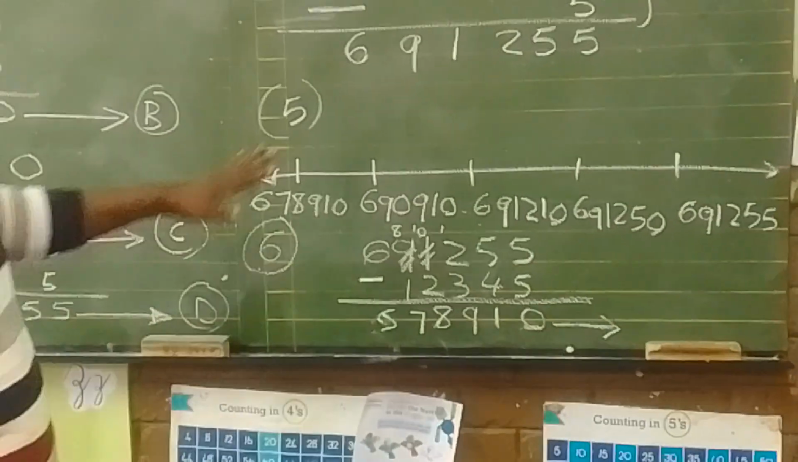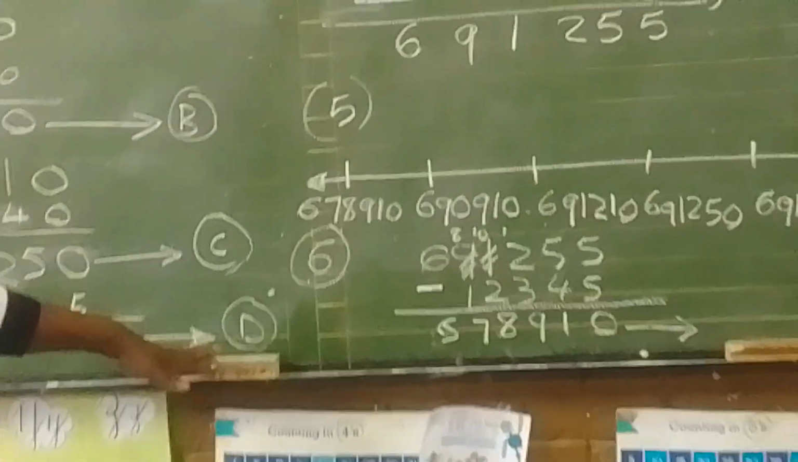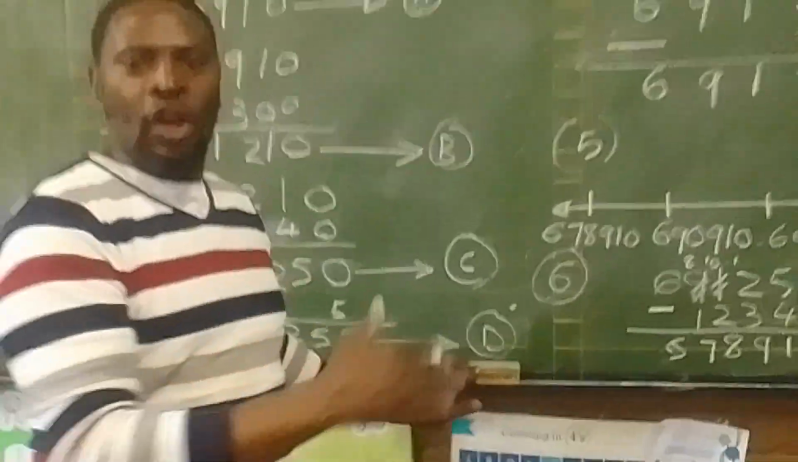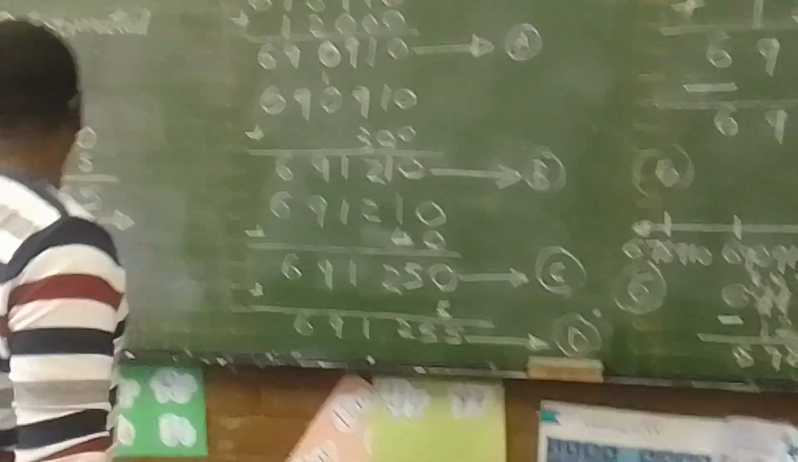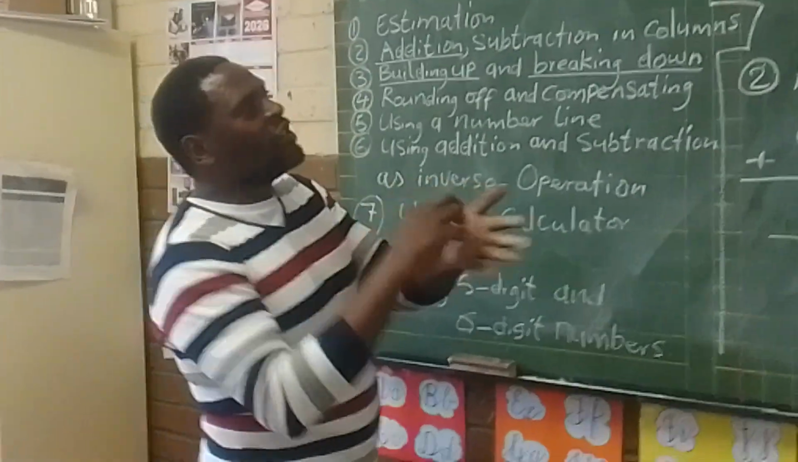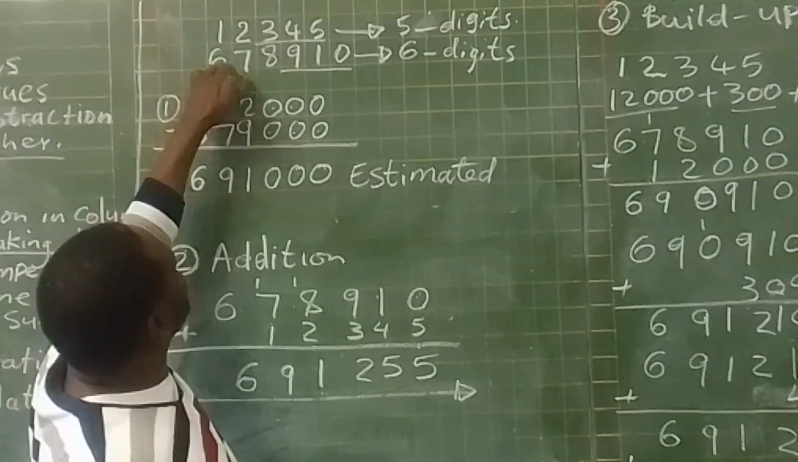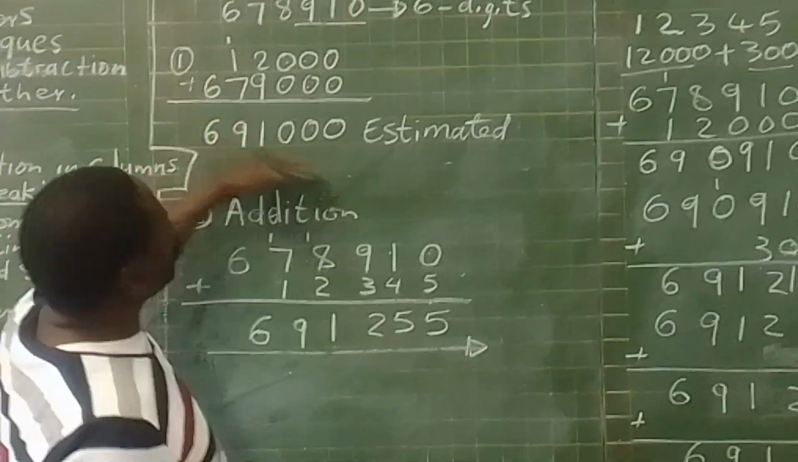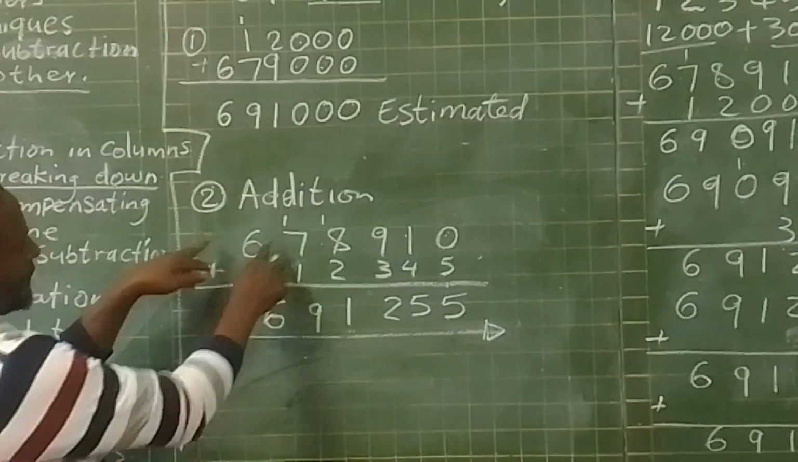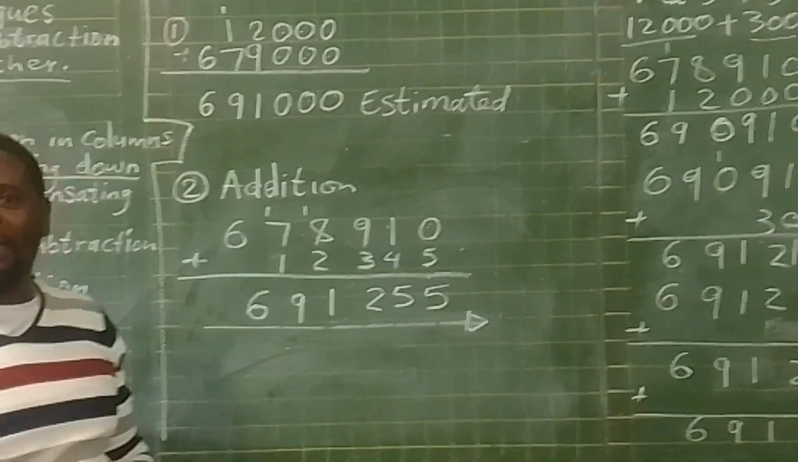Right. This is all that I have for you. Uncle Pythagoras urges you to go and practice all these operations. Of course, number 7 is using a calculator. You know how to use a calculator. You say take 1, 2, 3, 4, 5 plus 6, 7, 8, 9, 10, which is going to be the same as this one. You see?